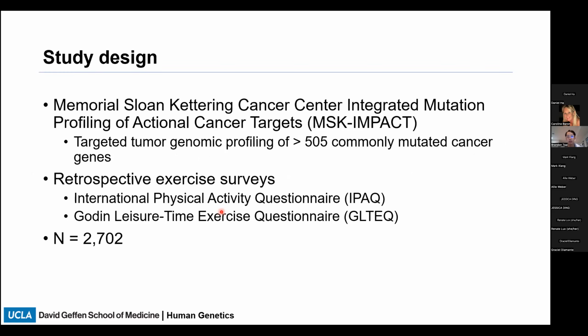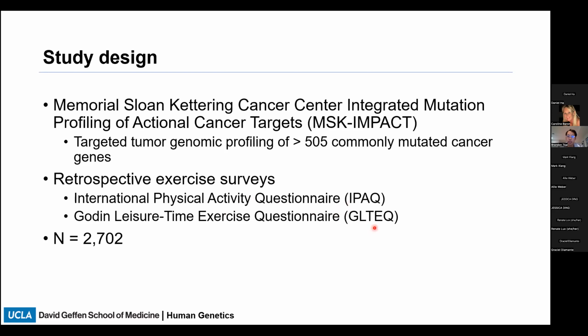And this brings me to my work. So the cohort that I am working with is from the MSK Impact Study. Basically, MSK, or Memorial Sloan Kettering, is a big cancer center in New York that decided to create the first FDA-approved targeted tumor sequencing panel of over 500 genes, and they've used that to sequence over 65,000 patients to date. So what my collaborator, Dr. Lee Jones, did was send out exercise surveys, the IPAQ, to all of those patients and asked about their post-diagnosis exercise level. And that's one source of our exercise data.